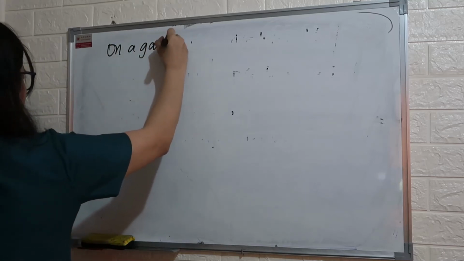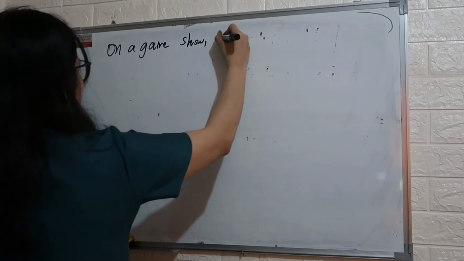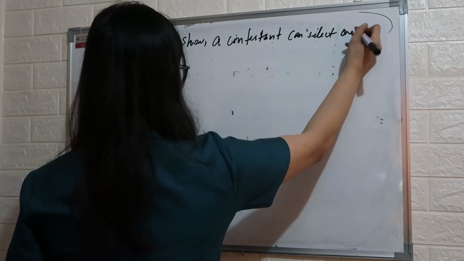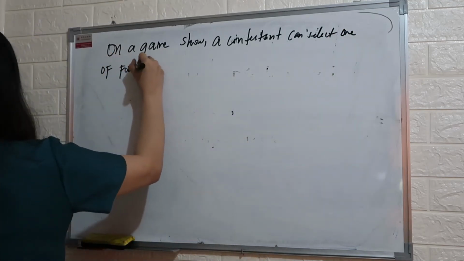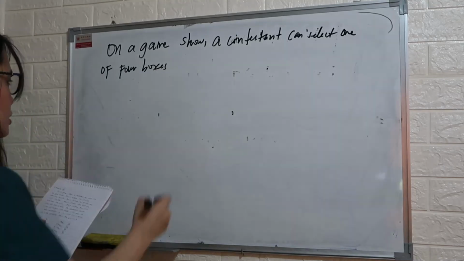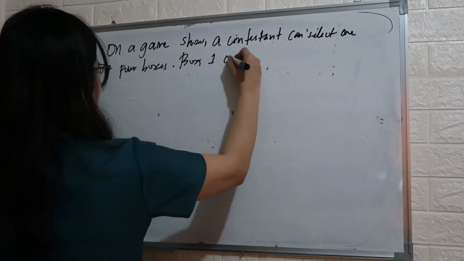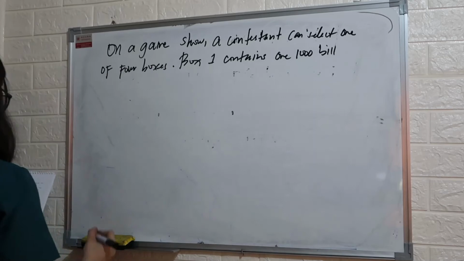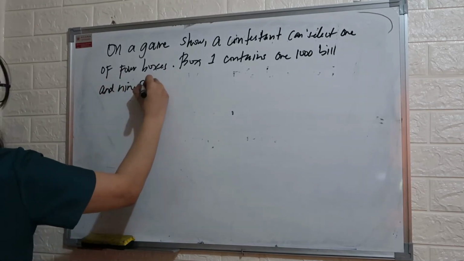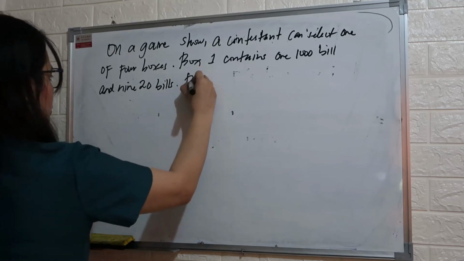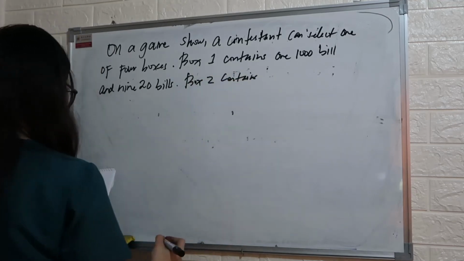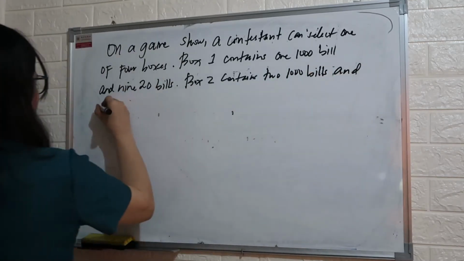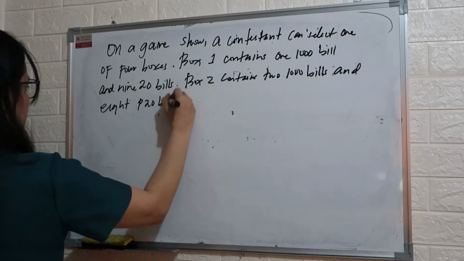On a game show, a contestant can select one of 4 boxes. There are 4 boxes. Box 1 contains 1 1,000 bill and 9 20 bills. Box 2 contains 2 1,000 bills and 8 20 bills.